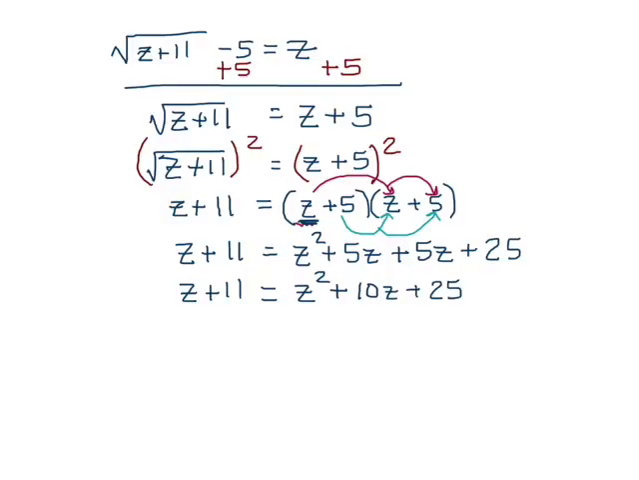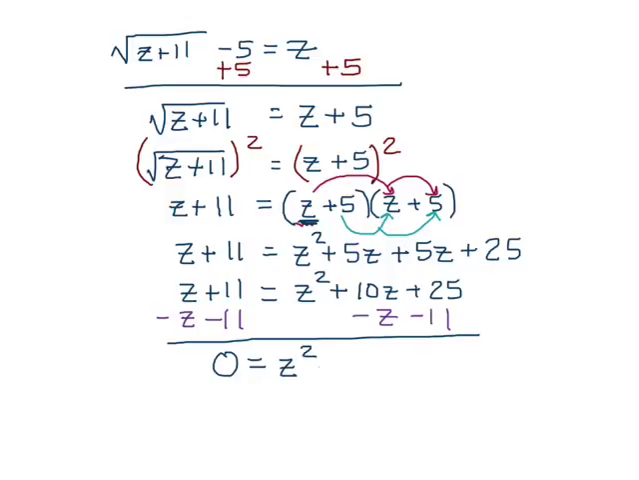And now we see we have a quadratic equation, so we must set our problem equal to 0. Our opposite of adding z, we need to subtract z on both sides. Our opposite of adding 11, we need to subtract 11 on both sides. On the left side of our equation, we have 0. On the right side of our equation, z squared plus 9z plus 14.